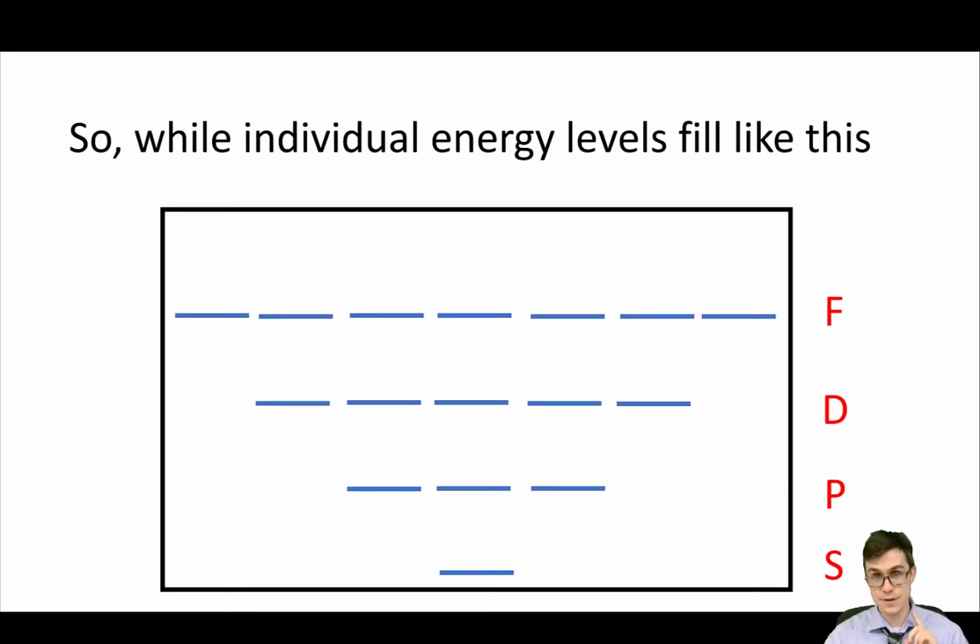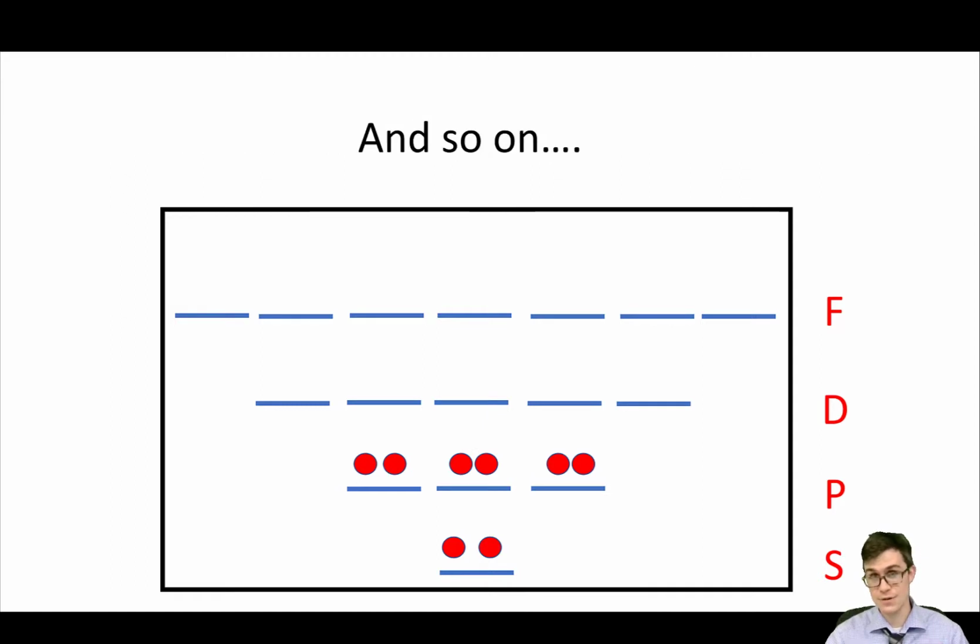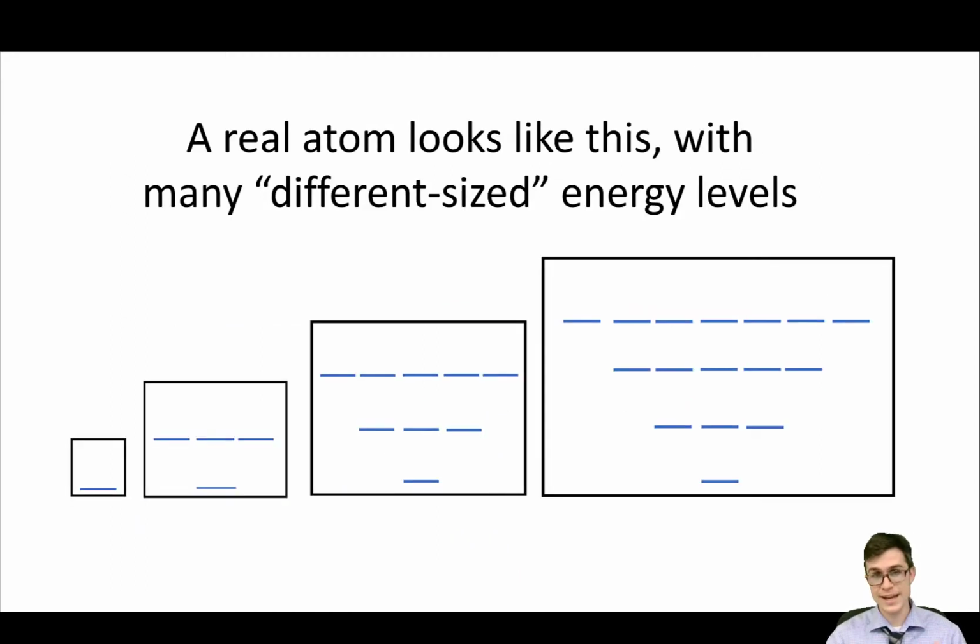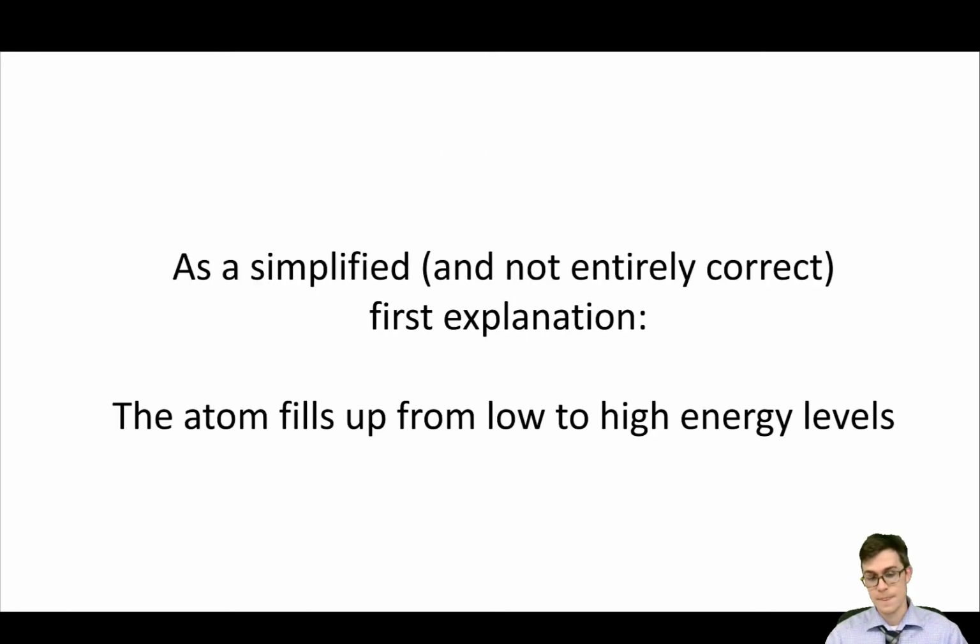Individual energy levels fill up the way that we told you before, where the lowest energy levels get filled, and then everybody in the next one gets 1 electron and then they double up. That does happen for individual energy levels, but a real atom is like this, and there's a lot of different energy levels. So as a simplified and not entirely correct first explanation, I'm going to give you this, okay? This is mostly right. The atom fills up from the low energy levels to the high energy levels.